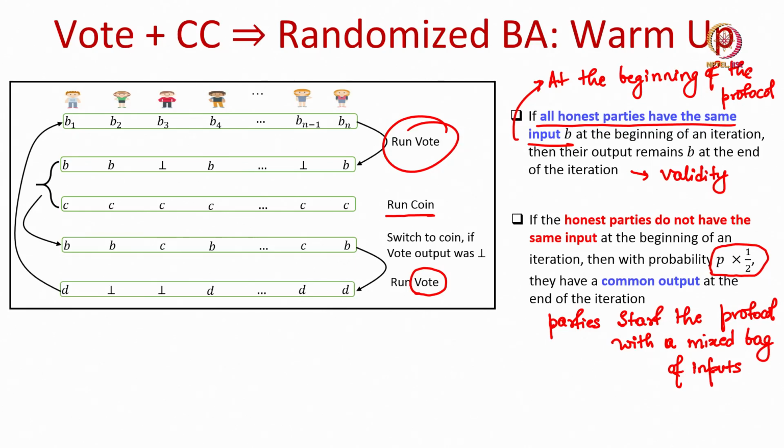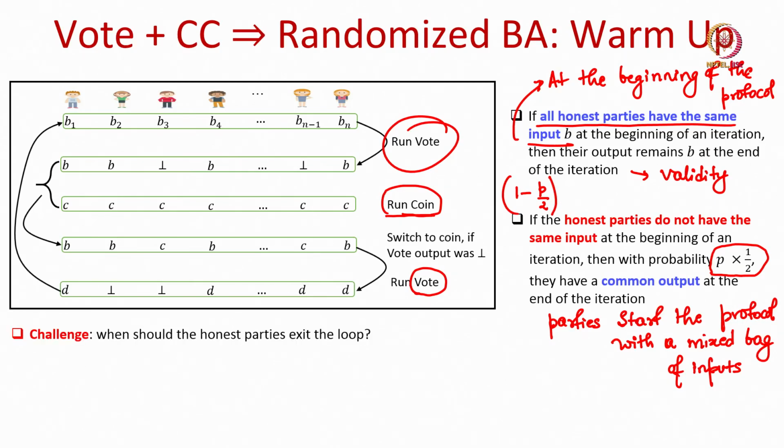Of course, there is a probability that even the instance of coin does not guarantee that all the honest parties have the same input at the beginning of the second instance of vote. That can happen with probability 1 minus p over 2, that is also possible. So, that is why we have to run this process for several iterations.